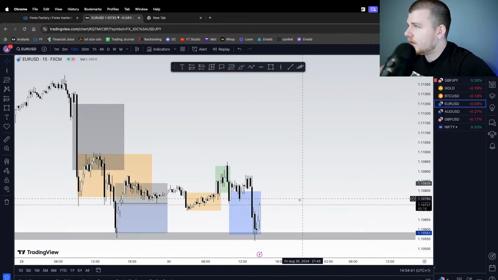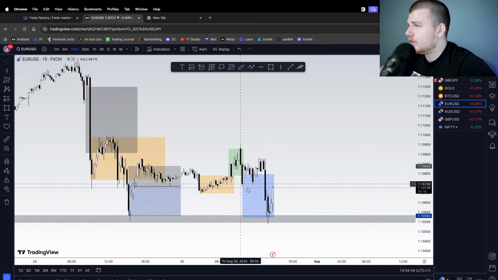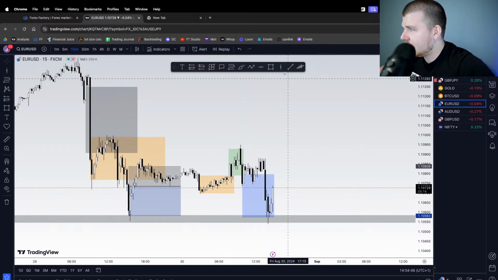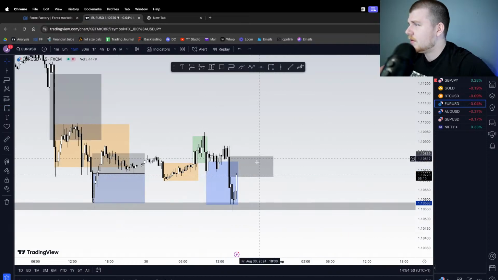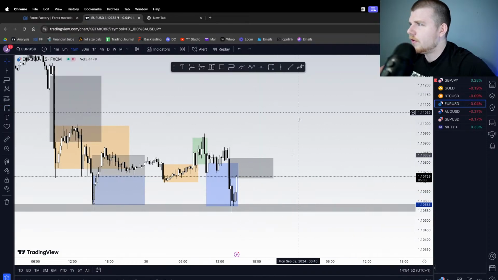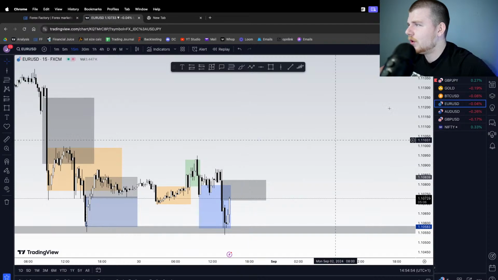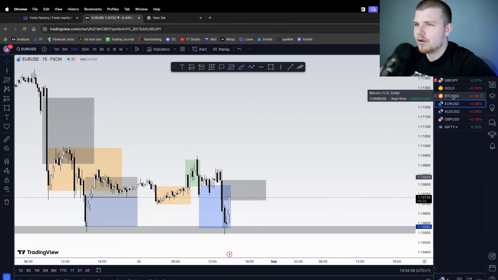Euro USD, pretty much the same thing as AUD. We consolidate again inside this fair value gap, which lines up with the accumulation. So we probably are going to consolidate here. If we invert this, maybe look at buys, but the next phase is accumulation, and it's getting towards the end of the week. So there is that.